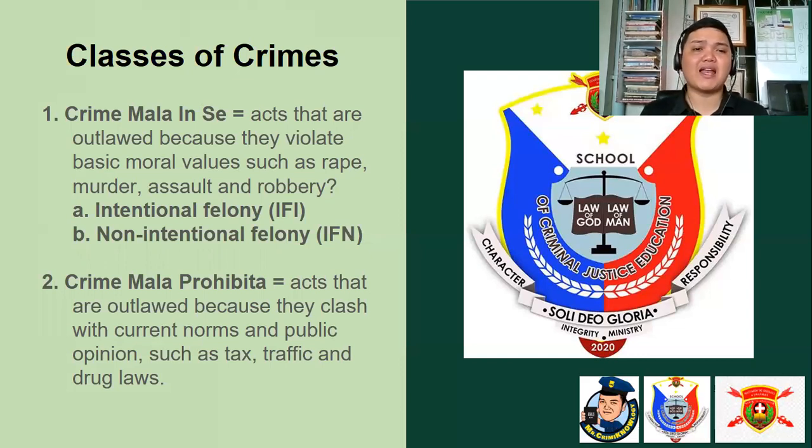And we also have mala prohibita. Acts that are outlawed because they clash with current norms and public opinions such as tax, traffic, and drug laws. So it is also mala prohibita. From the word prohibita, it is prohibited. Your action or omission will only be a crime because there is a law that says that it is wrong. There is a provision to prohibit that kind of action or omission. So mala in se and mala prohibita are the two classes of crimes.